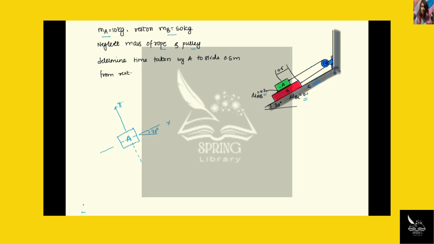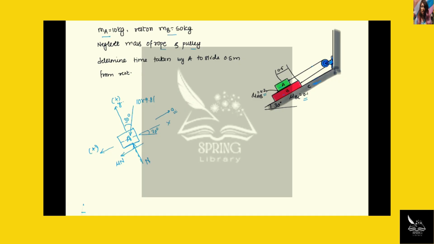Now gravity is working vertically downwards, so there will be a gravitational force acting vertically downwards, m_A g, that is 10 into 9.81, and this is at 30 degrees. Then we have a normal force acting perpendicular to the surface of A, and we have friction force. Since we are assuming the body is moving in this direction, friction force will be acting in the negative of our motion, so that is here, mu times N, and we assume this is the positive direction in the coordinate.